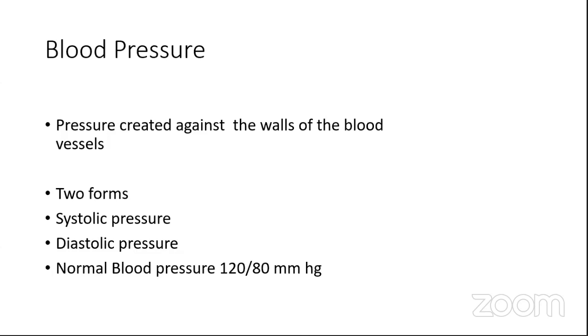Blood pressure is in two forms. One is systolic pressure, another one is diastolic pressure. You are already familiar with the words systole and diastole. What is systole? Contraction. Diastole, relaxation of the heart. The same words are repeated here: systolic pressure, diastolic pressure. I'll let you know what systolic and diastolic pressure are.